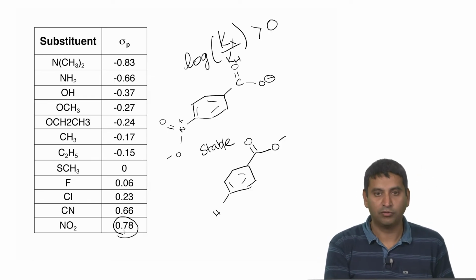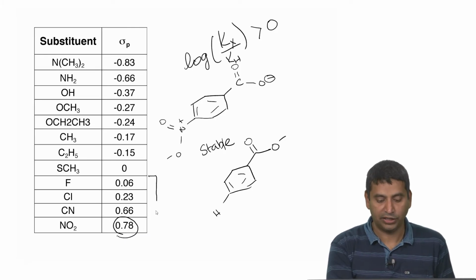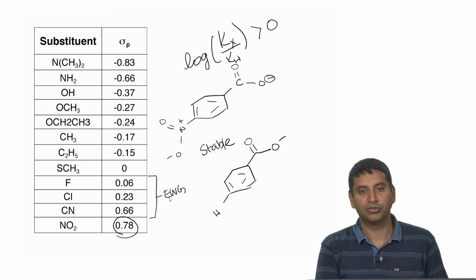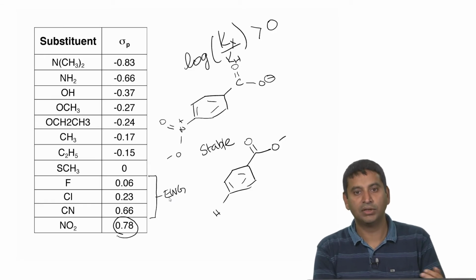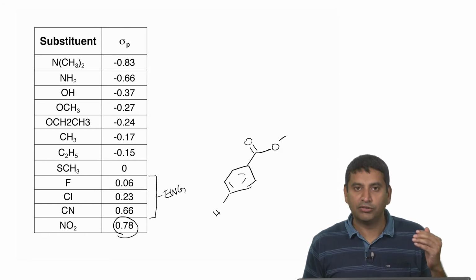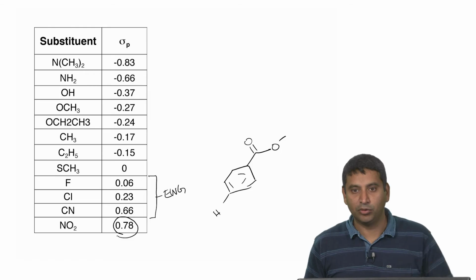So, the value for 4-nitro is 0.78, and as you can see here, there are a bunch of electron withdrawing groups, and all these values are somewhere in the positive region. Cyano is a very good electron withdrawing group; chloro and fluoro, by electronegativity, are quite good at pulling electrons towards themselves. Now, let us look at the case of an electron donating group.